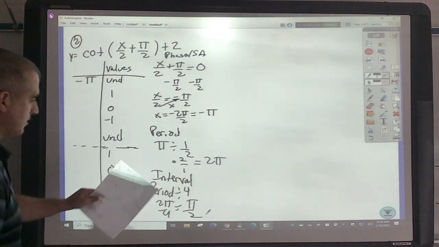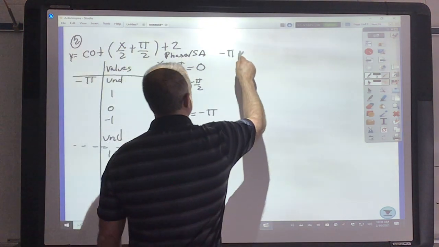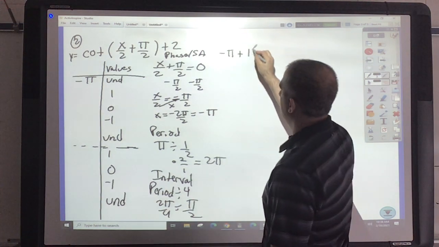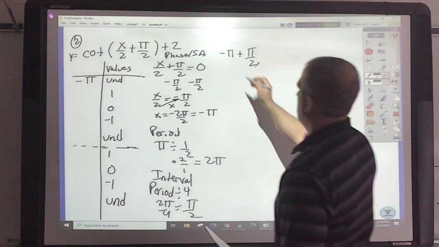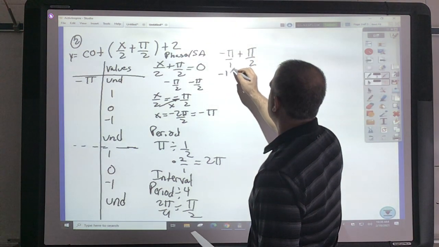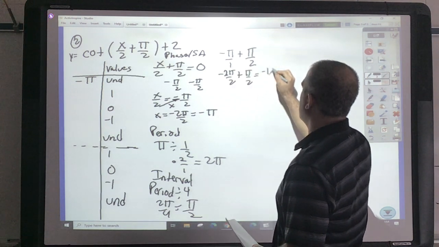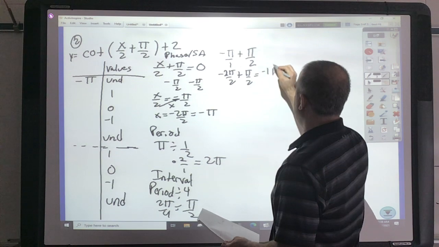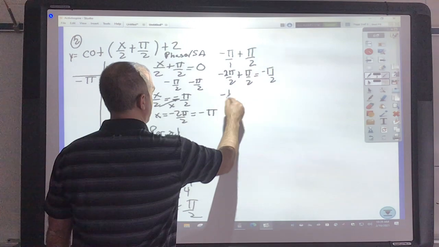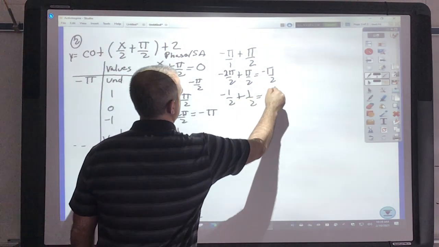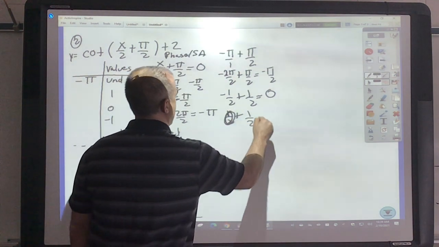All right, now let's go ahead and let's get the battle of fractions going. I got negative pi plus pi over 2 being the interval. As a fraction, I want to get that as -2 pi over 2 plus pi over 2 would give me negative pi over 2. All right, so it's -1/2. Okay, -1/2 plus 1/2 would give me 0. 0 plus a half would give me a half.